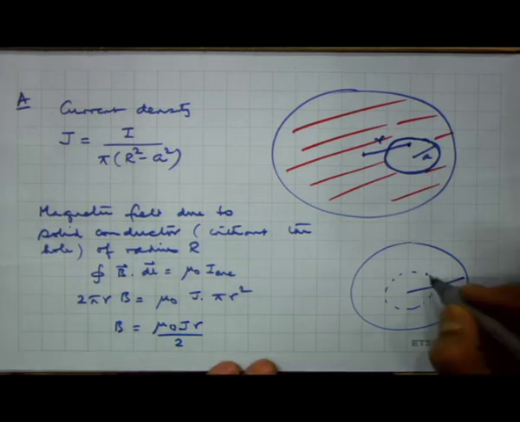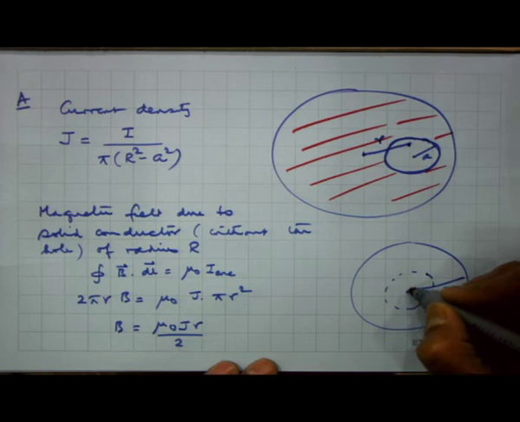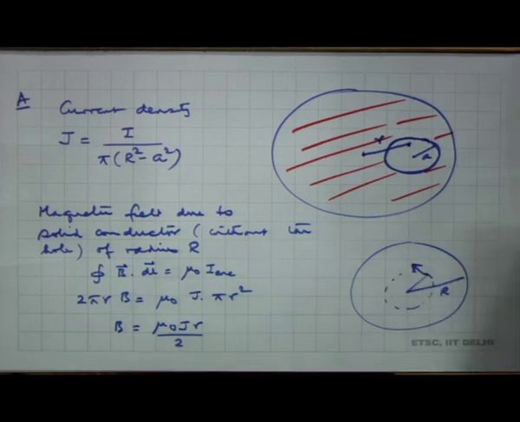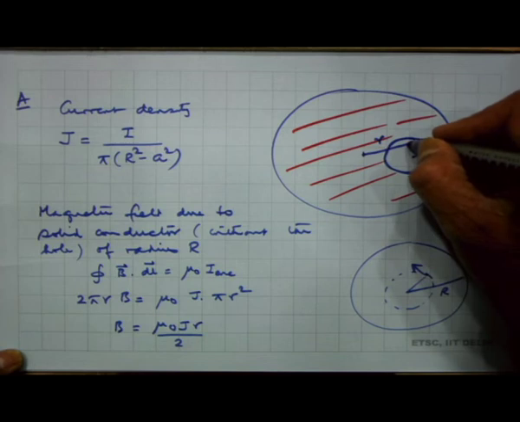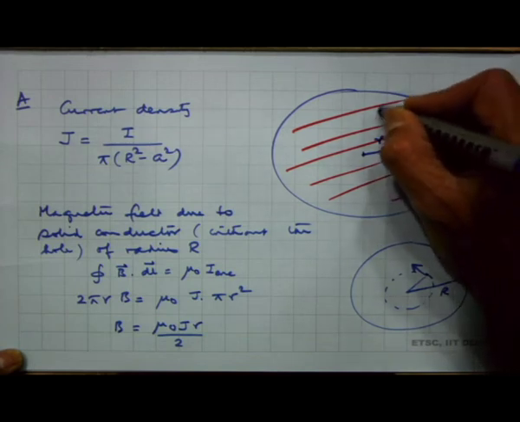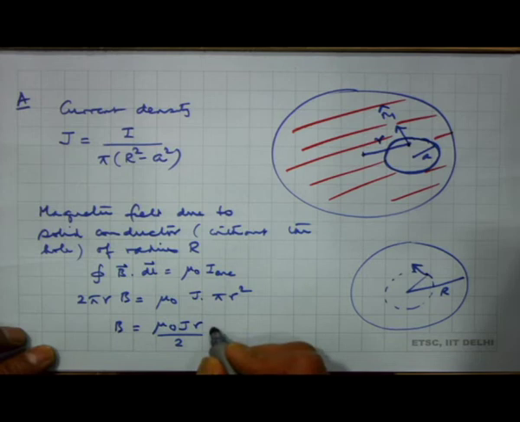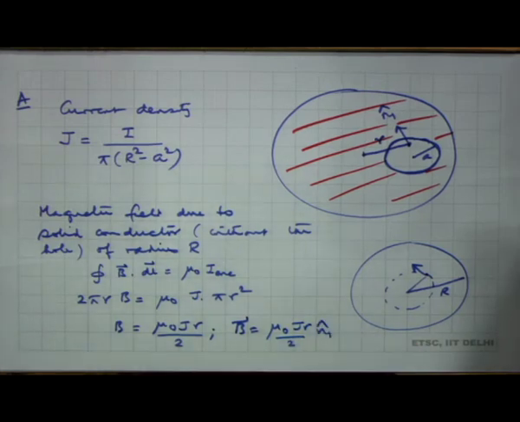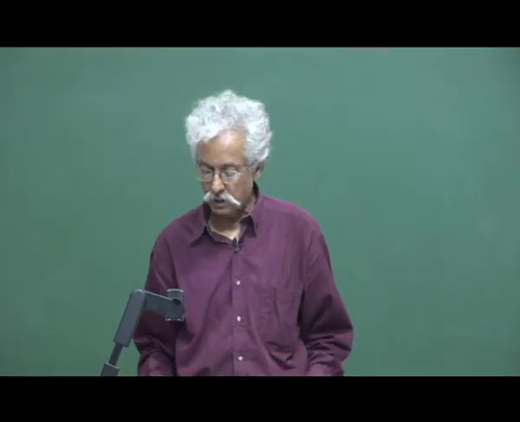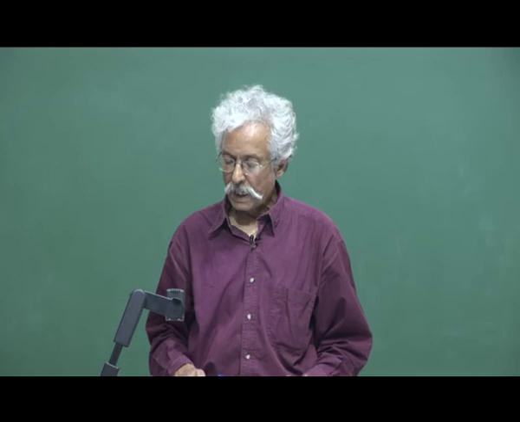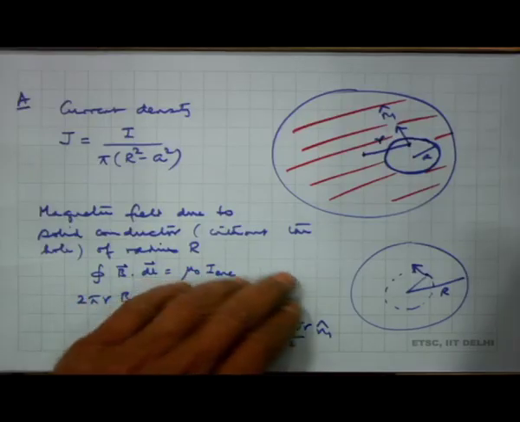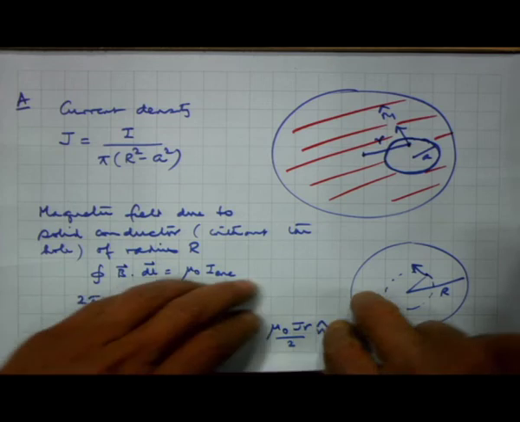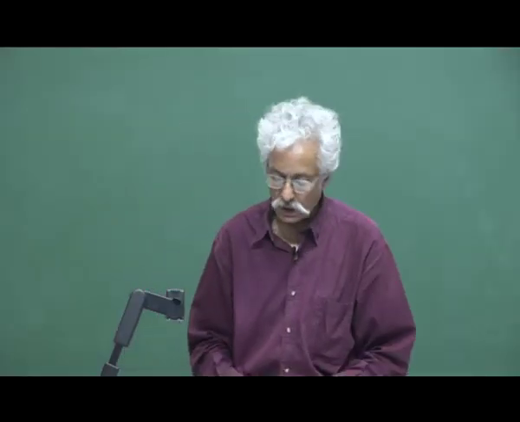Now, at this point the magnetic field will be directed like this. So, in this figure this is the normal. Let me call this N1. So, I can write the magnetic field vector as mu naught J r by 2 N1 cap. So, that is the magnetic field produced by a solid conductor of radius capital R at a distance small r from the center. Now, I must calculate what is the magnetic field produced by a cylinder of radius a.